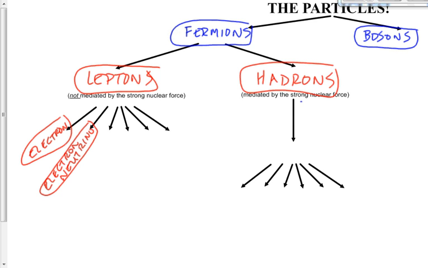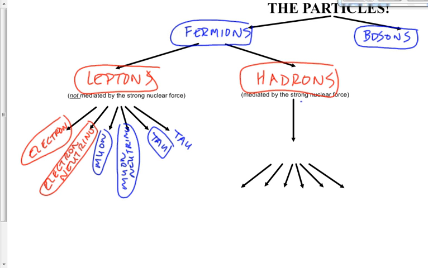What other kind of leptons do we have? Well, we have muons, but you don't have to really know about those. We have muon neutrinos. We have the tau, and we have the tau neutrino. Don't need to know about those either, really. Plus, we have the antiparticles.